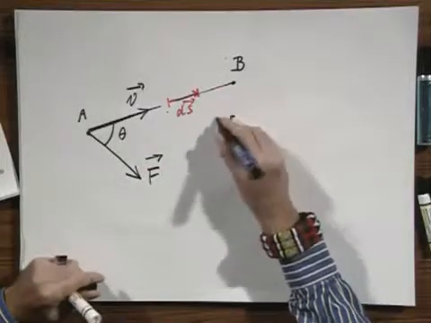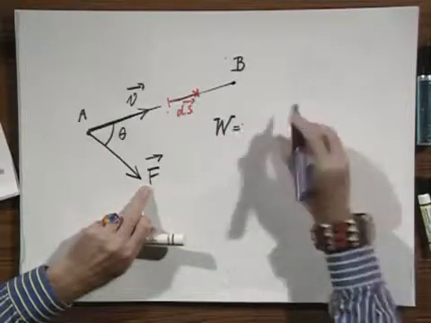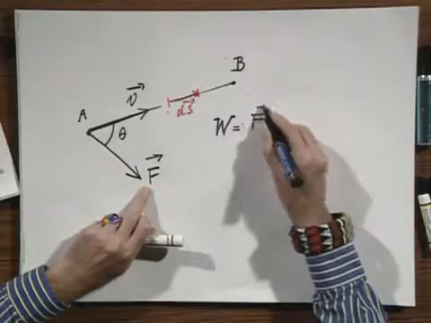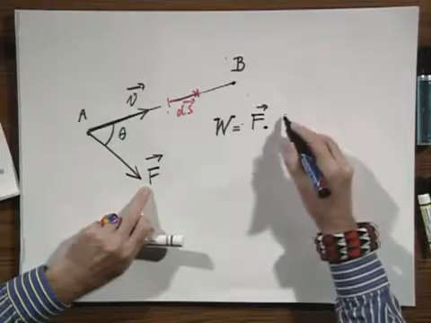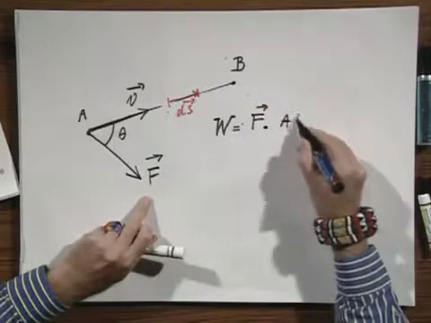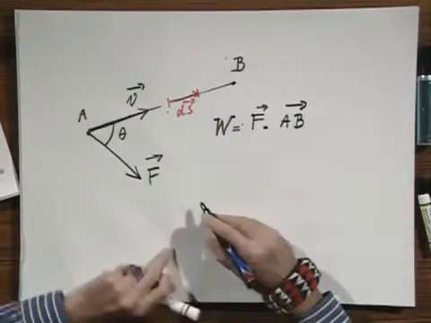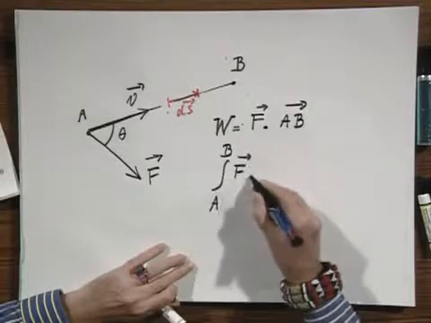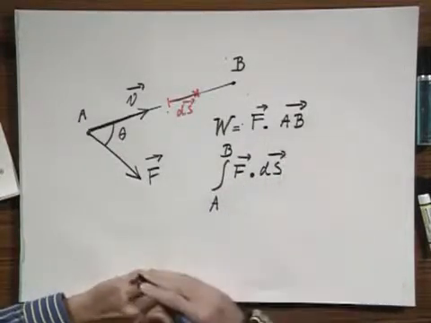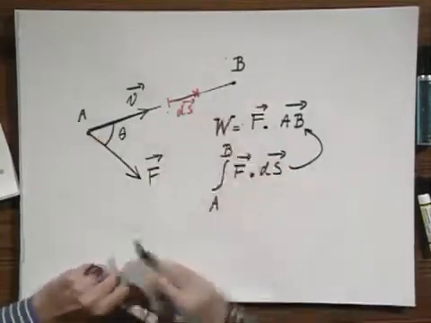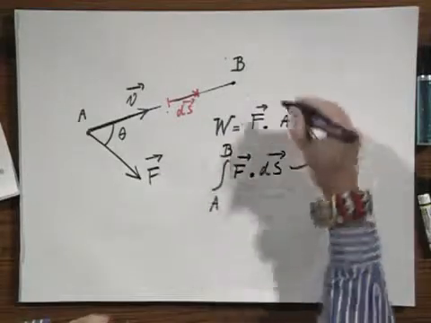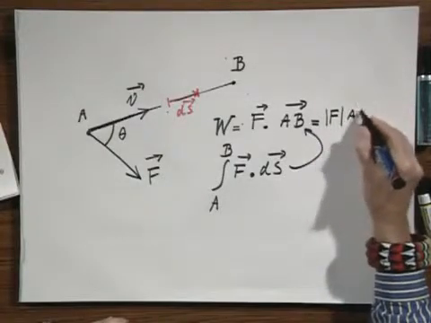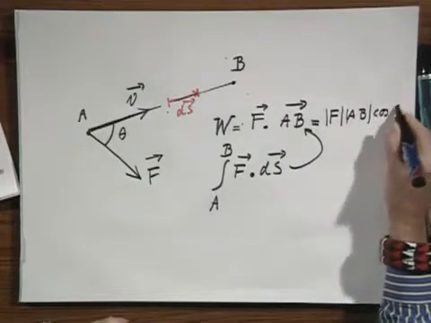So the work that is done by this force equals the dot product between the force and the displacement AB, which I will indicate as a vector. Of course, effectively what it is, is the integral going from A to B of F dot ds. But that, in this case, is the same as here, because it's a straight line. Well, we know what F is, the magnitude of F. Oh, by the way, this also equals the magnitude of F times the magnitude of AB, which is 3 meters, times the cosine of theta.